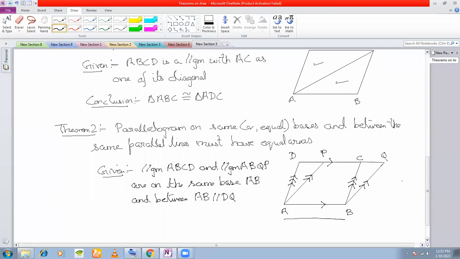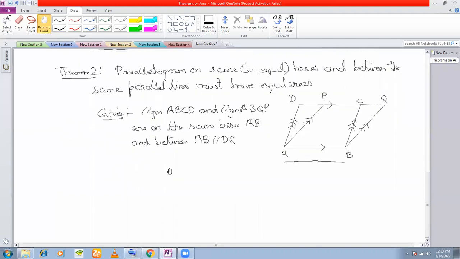Now check whether you have understood this figure. Can you see both the parallelograms, ABCD and ABQP? These two parallelograms are on the same base AB, and they are also between these two parallel lines. What does being between two parallel lines mean? It means that the heights of these two parallelograms are the same. That is, the perpendicular distance between the two parallel lines is the same, so the height of both parallelograms is the same.